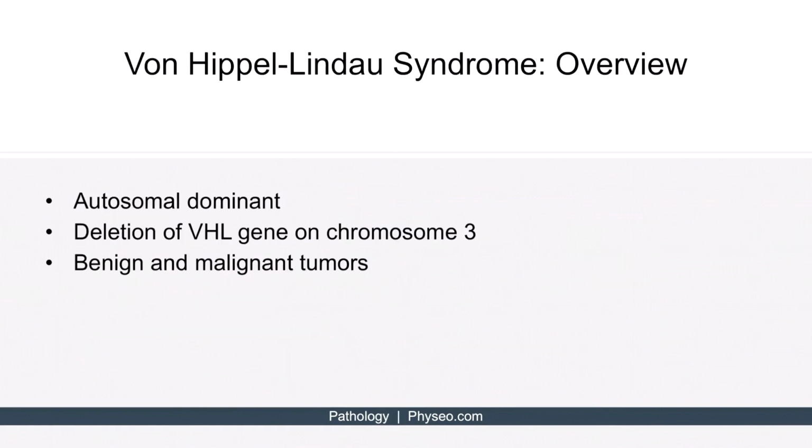This is an autosomal dominant syndrome caused by a deletion of the VHL gene on chromosome 3. VHL ubiquinates hypoxia-inducible factor 1A. Deletion of this gene leads to the formation of numerous tumors, both benign and malignant.